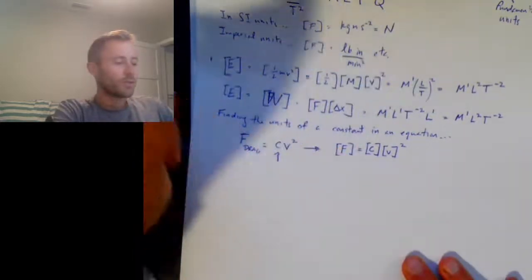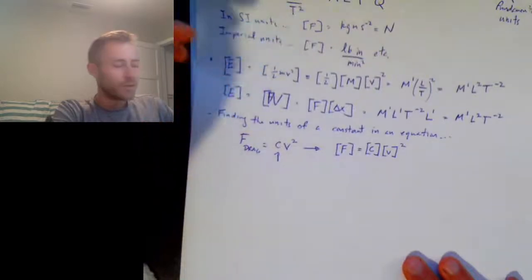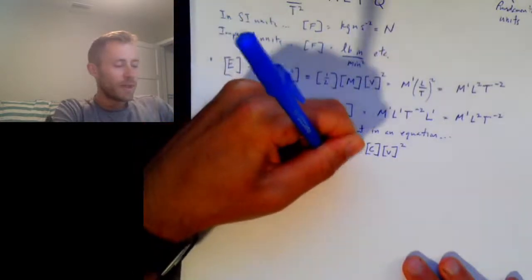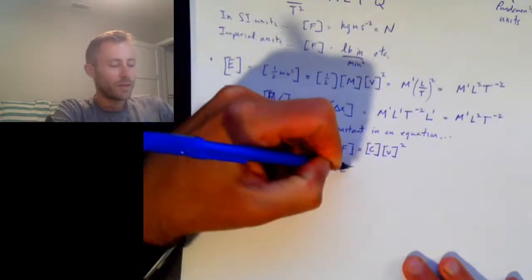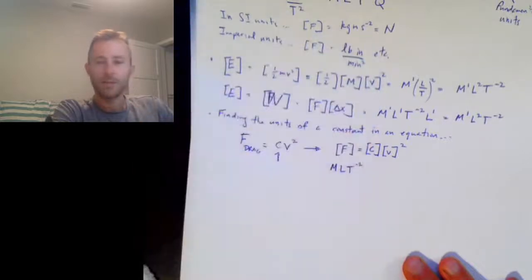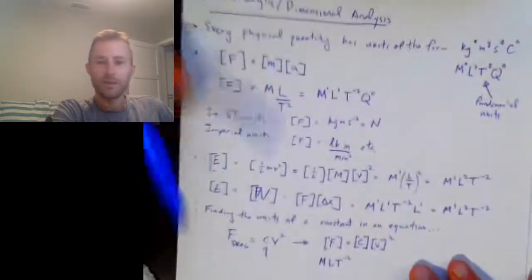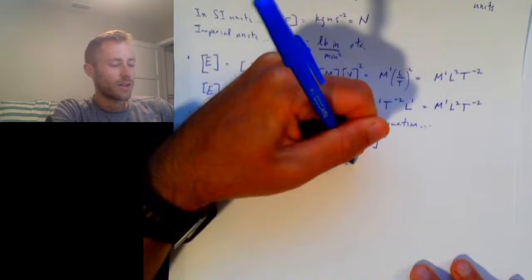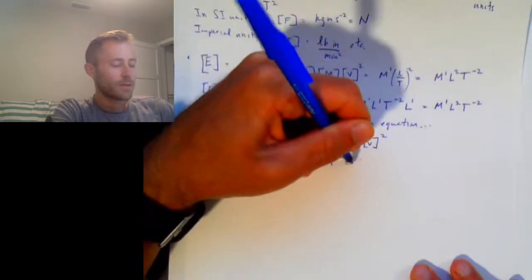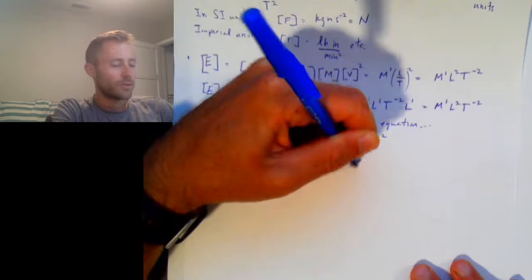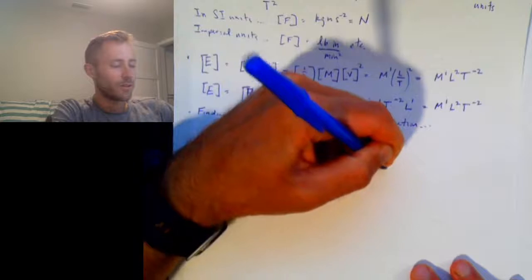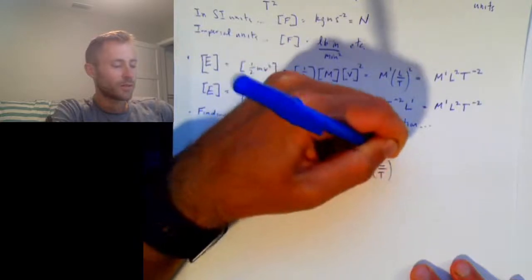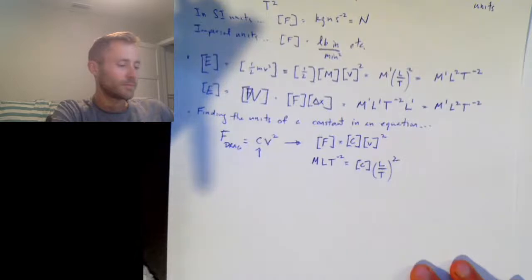Now the fundamental units of force are mass times distance divided by time squared, MLT to the minus 2. We proved that right here. And then on the right-hand side, I have units of c, and then I have units of speed squared, so that's going to be L over T, squared. Okay?